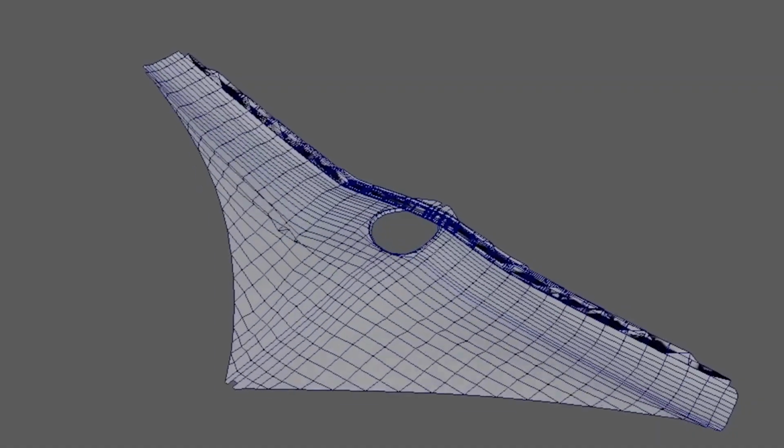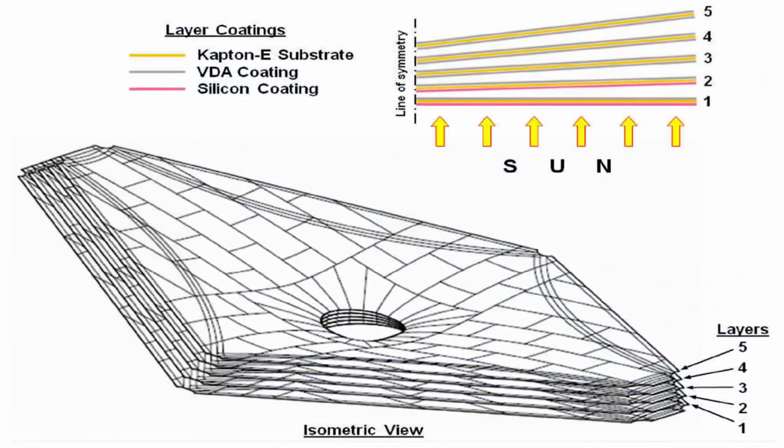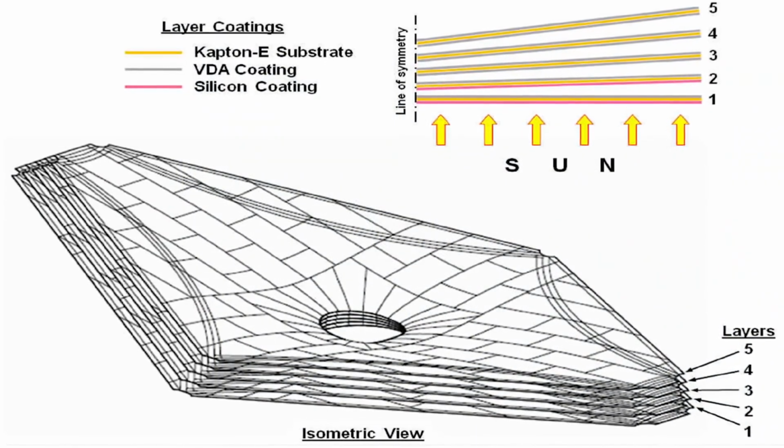What we used was computer simulations, where we actually built computer mathematical models of the thermal performance of what a sun shield layer would do.